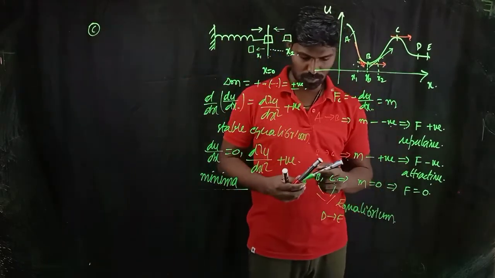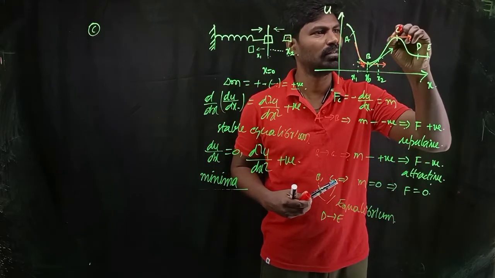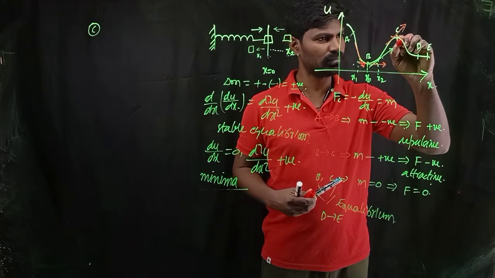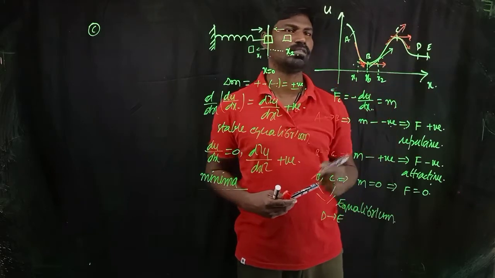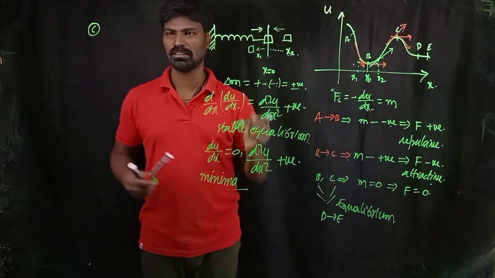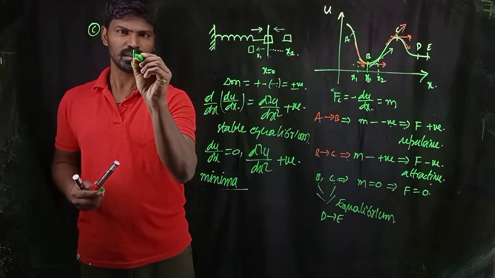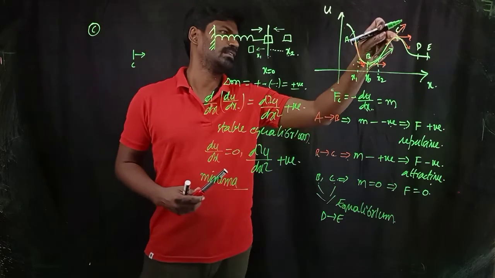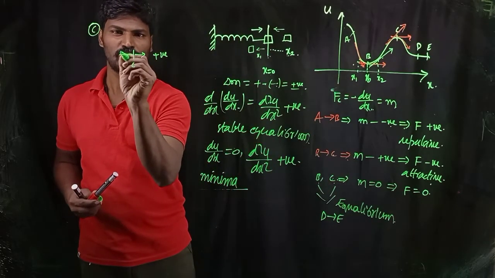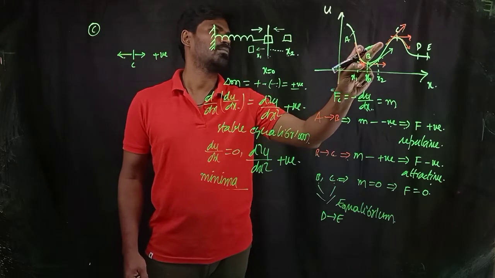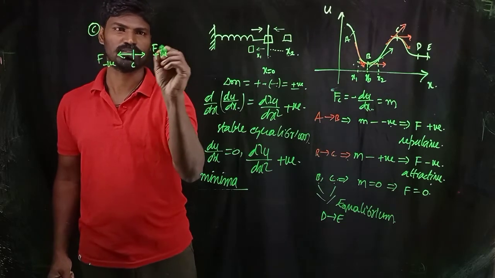So have a look at this situation. About point C, I am plotting two tangents. One is to the left, another one is to the right. To the left, the slope is positive. To the right, the slope is negative. That means about C, if you keep on moving to the right, the slope is negative, which means the force is positive. If you move to the left from point C, the slope is positive, which means the force is negative. Force is negative, force is positive.